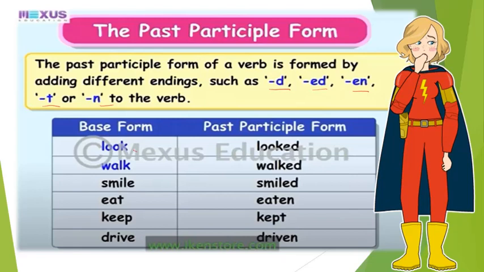to the verb. Look, looked; walk, walked. Ed has been added. Smile, smiled. Eat, eaten. En has been added. Keep, kept. The word has been changed, t has been added. Drive, driven. En has been added. So this past participle also is not following some fixed rule, but yes, d, ed, en, t or n can be added. This is the general rule that you should know, that these things are added to make the past participle form of the verb.